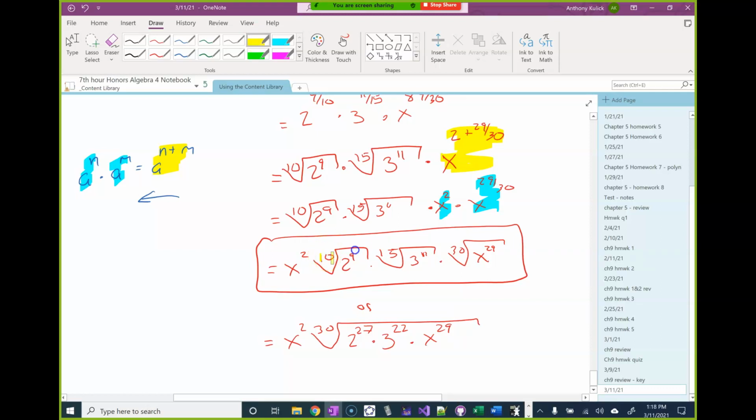If I look at the indexes, the least common multiple of 10, 15, and 30 is 30. That's the smallest number that each one of those three numbers divides evenly. To get 10 into 30, I need to multiply it by 3. That gives me the 27. To get 15 to 30, I had to multiply it by 2. That gave me the 22. And to turn 30 into 30, I didn't have to do anything. So the 29 stayed the same.